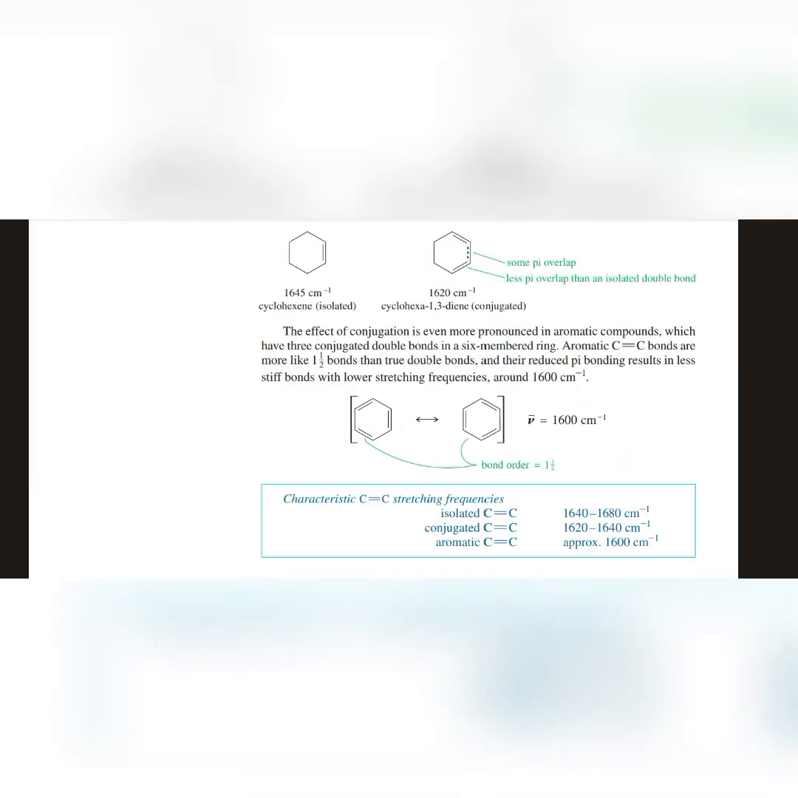The effect of conjugation is even more pronounced in aromatic compounds, which have three conjugated double bonds in a six-membered ring. Aromatic carbon-carbon bonds are more like one and a half bonds than two, and they reduce pi bonding, resulting in less double bond character with a lower stretching frequency around 1600 centimeter inverse.